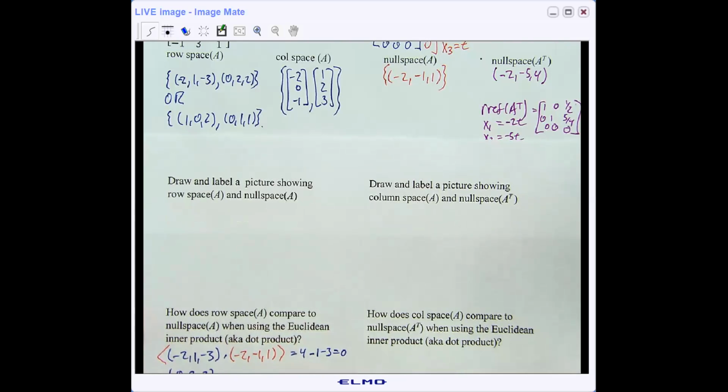Let's do him with our null space vector and find out what his inner product is. We'll get 0, -2, +2, but that's still 0. So anything in the row space is orthogonal to the null space and vice versa.